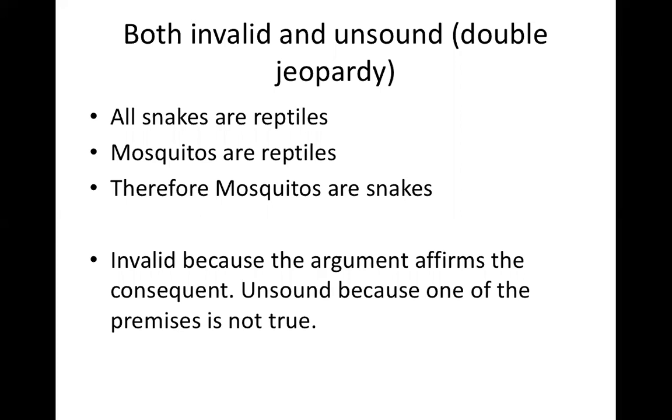Now, mosquitoes are reptiles. That's a premise that affirms the consequent. Remember that reptiles is the consequent. So mosquitoes are reptiles affirms the consequent. So this is an argument that affirms the consequent, which is a fallacy. So first of all, it is not a valid argument because it's a fallacy. And secondly, the information in the argument is not correct. Mosquitoes are reptiles is not correct. So the argument is both invalid and unsound.